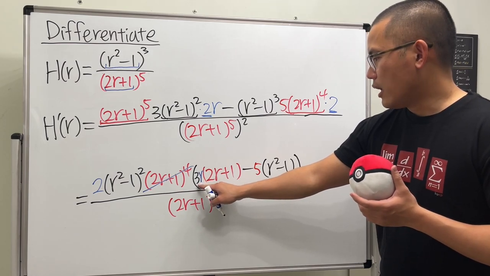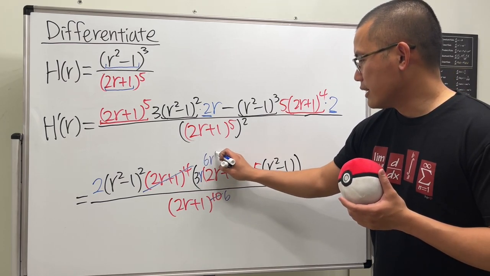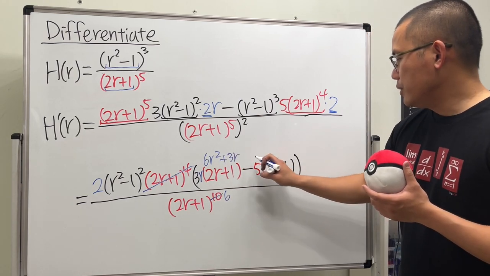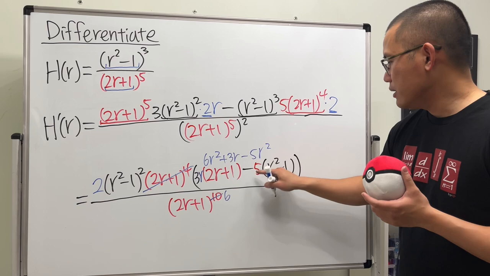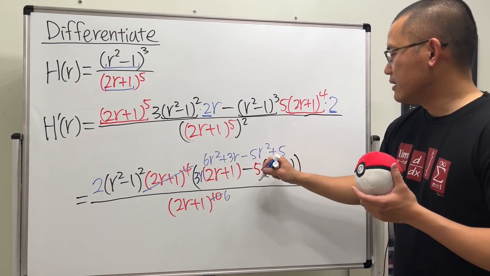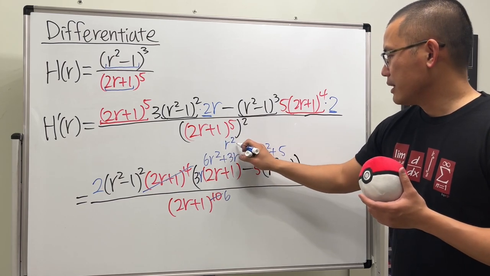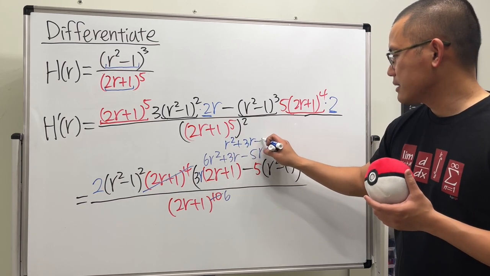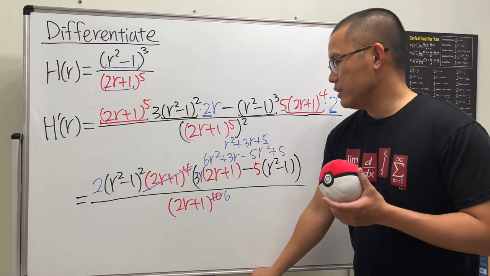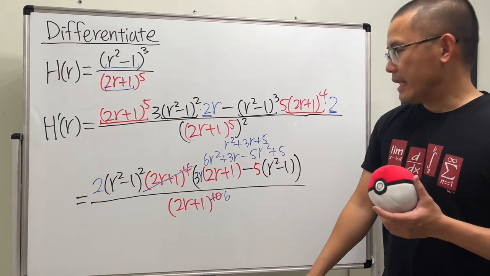And now for this part, we can actually multiply it out and simplify it. So we see 3r times 2r is 6r squared, and then we have plus 3r. And then distribute: we get minus 5r squared, and then plus 5. And then this and that together is r squared, and then plus 3r, and then plus 5. And that's the most that we can do. Yeah, and then that's it.